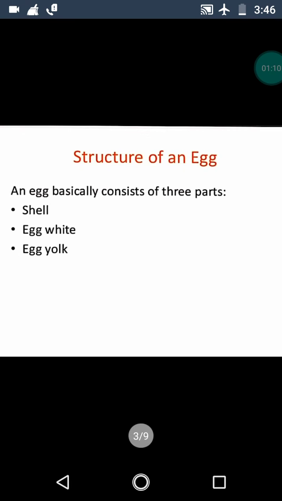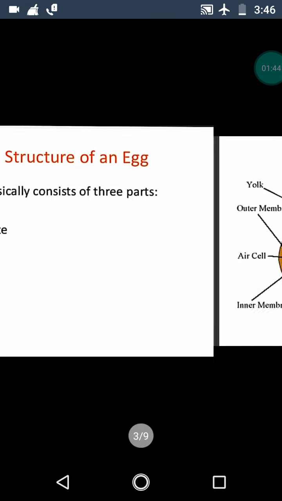So now we will see the structure of an egg. The main important parts of the egg are as follows. Number one, the shell, the protective shell; the egg white, the white portion of the egg; and the egg yolk, the yellow portion of the egg. These three are the major parts of the egg structure. So let us see in a detailed manner.